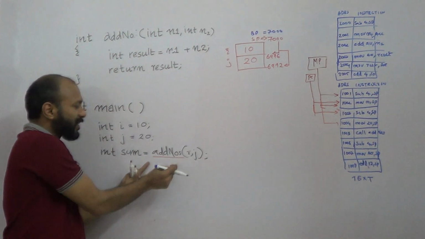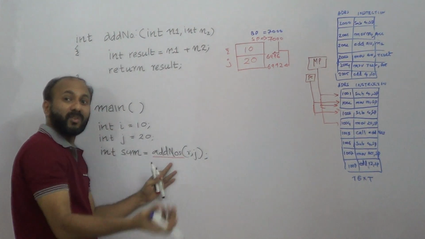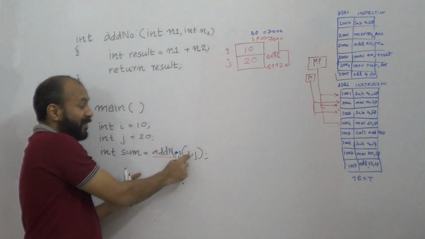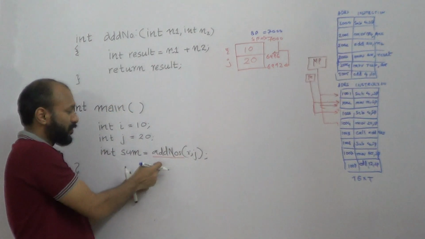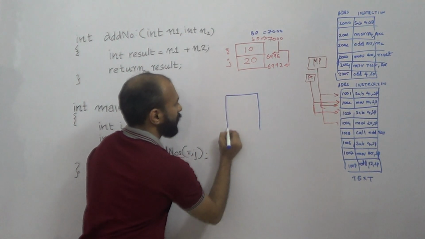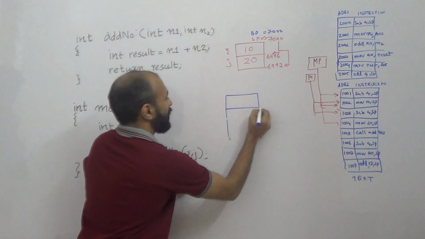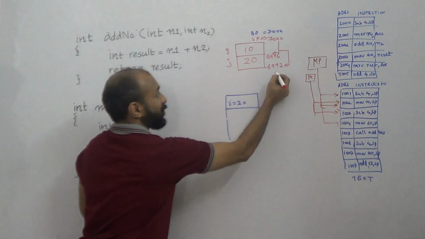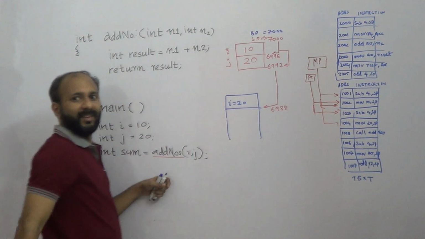Now, whenever there is a function call, the arguments of these functions are pushed into the stack in reverse order. Now this is i comma j, but these arguments are pushed into the stack in reverse order. I am going to draw the stack frame of the function. Now argument j got pushed. J is equal to 20 got pushed in reverse order. Now stack pointer is pointing to 6988 now.